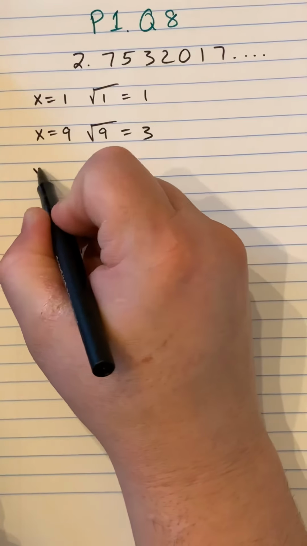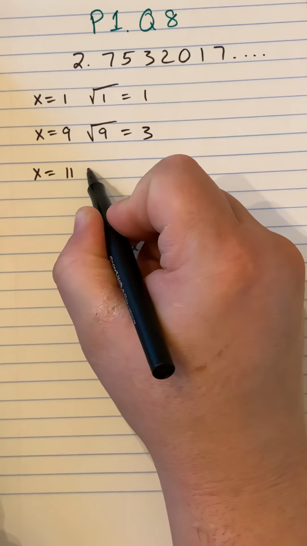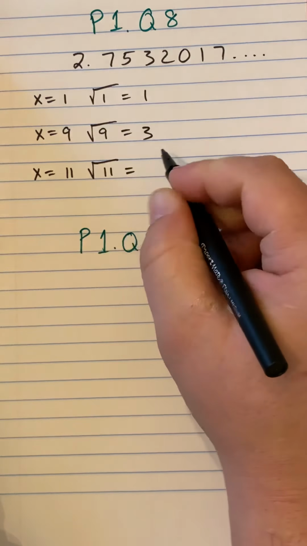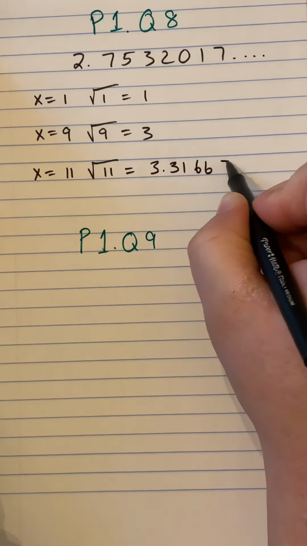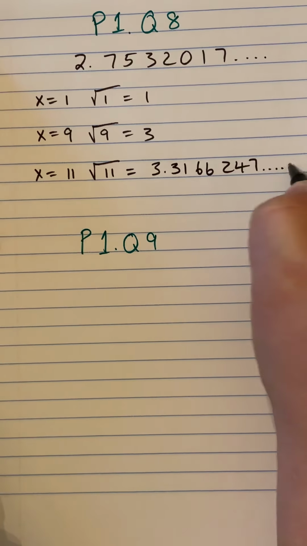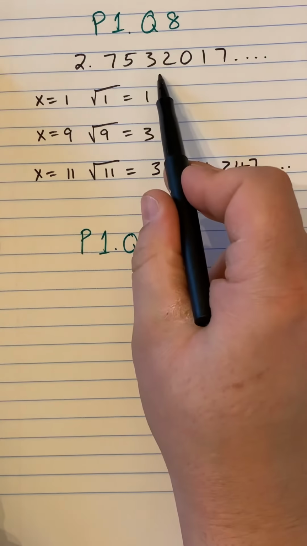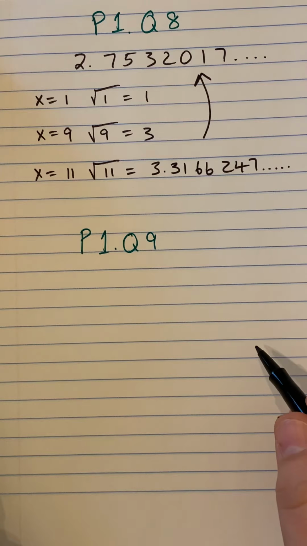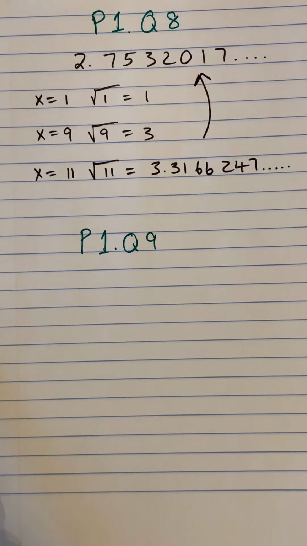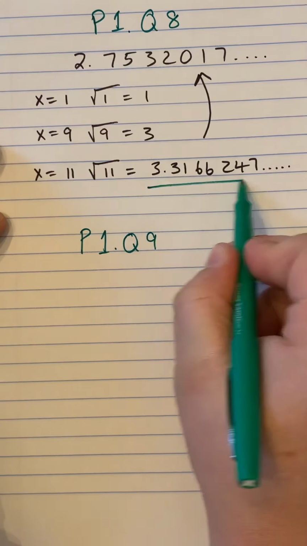Well, what if x equals 11? So I take the square root of 11, and I get 3.3166247, and it keeps going. Well, that looks like the kind of number we're looking for. So what you have to do for question 8 is take the square root of all of the answers and see which ones look like this.